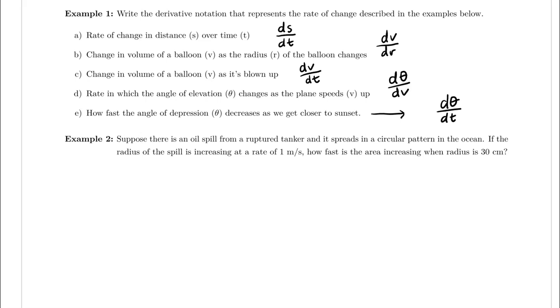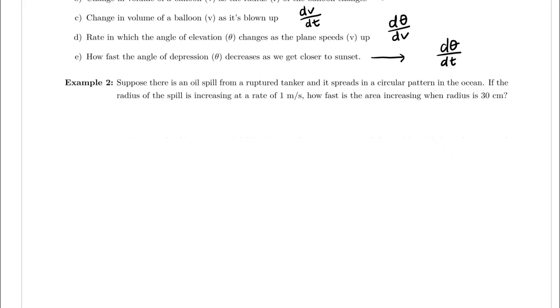Example 2 says, suppose there is an oil spill from a ruptured tanker and it spreads in a circular pattern in the ocean. If the radius of the spill is increasing at a rate of 1 meter per second, how fast is the area increasing when the radius is 30 centimeters? All right, let's draw a picture of what is being described here. So a tanker is a type of boat, and it carries oil or other types of things.